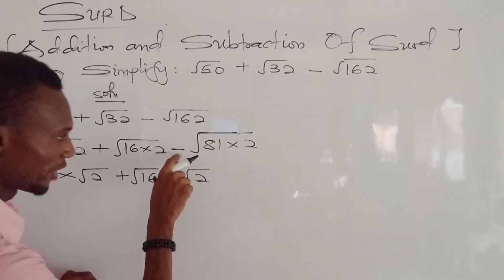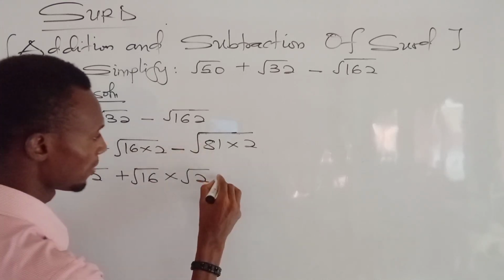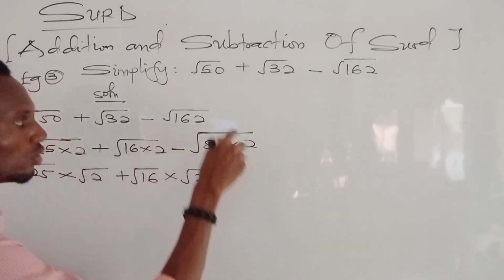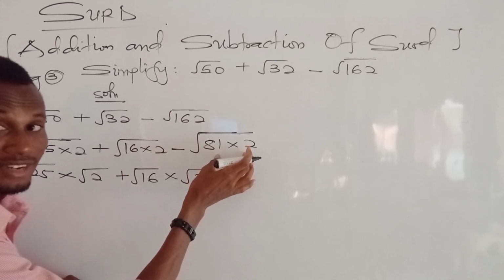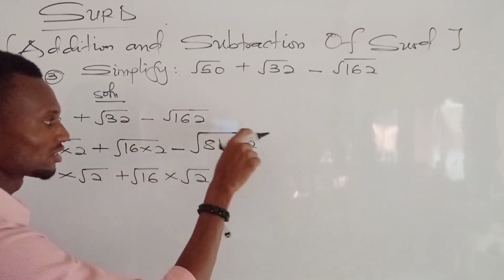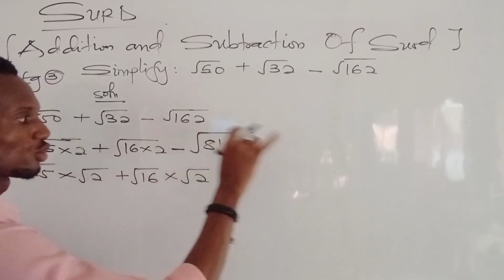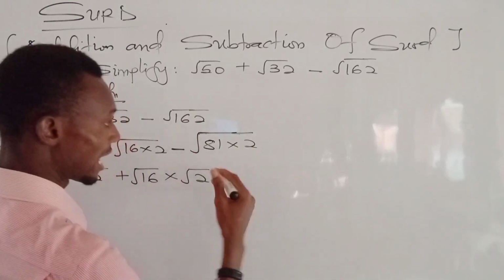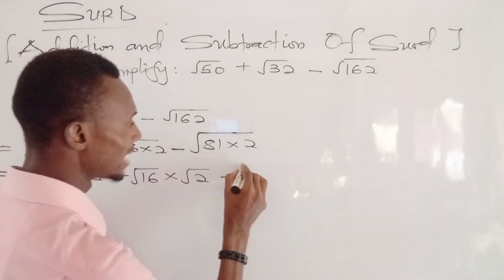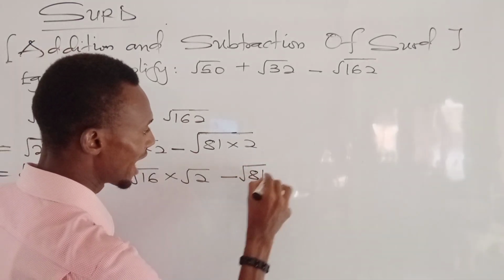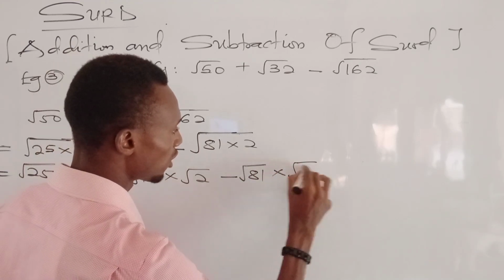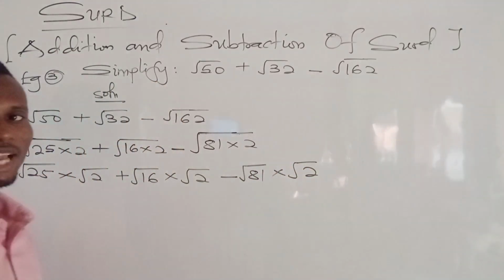Then let's go ahead, bring your minus sign, which is here. Then this one also, the square root will affect everything which is here. So the square root sign will affect the 81 and also affect the 2 as well. So we can separate them by writing it as square root of 81 times square root of 2. I hope you agree with me up to this point.